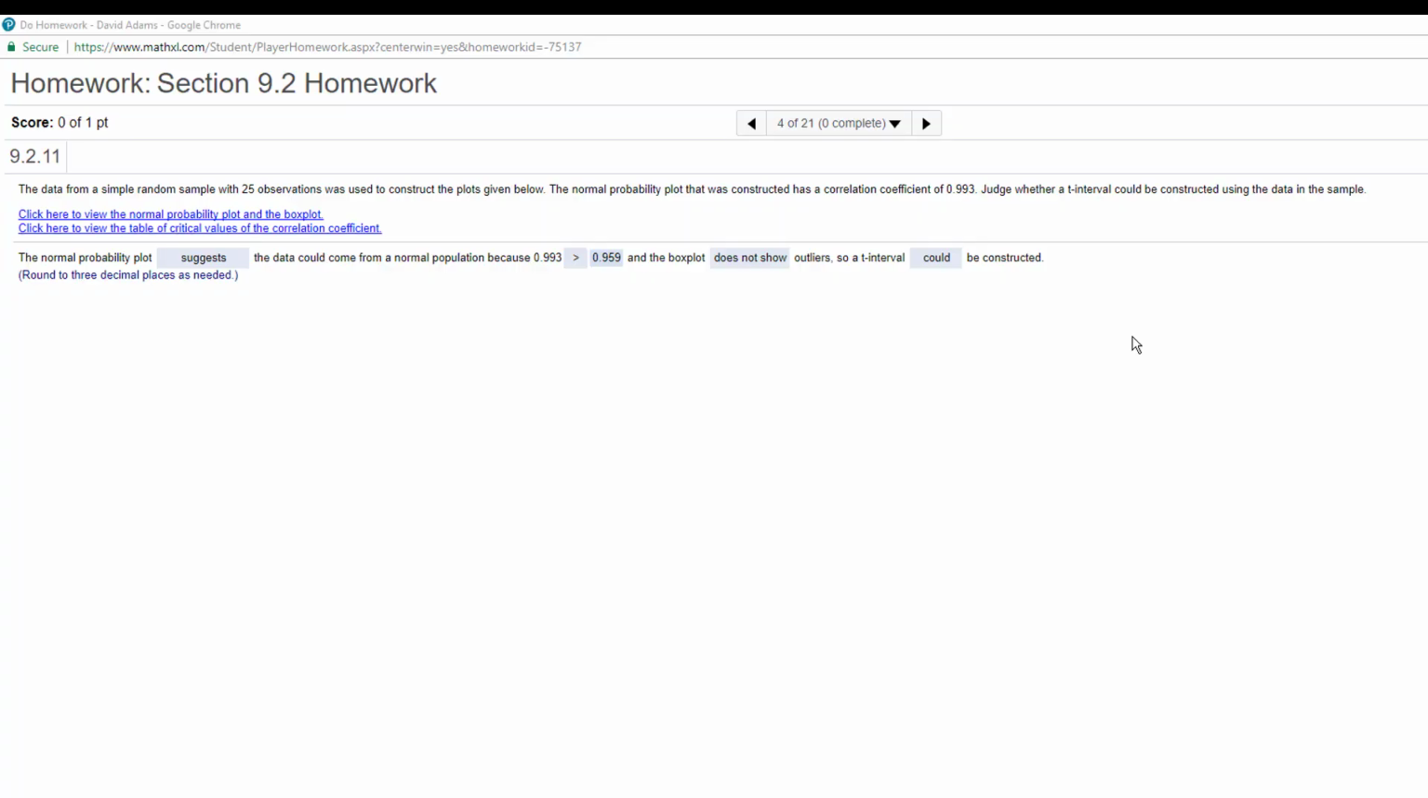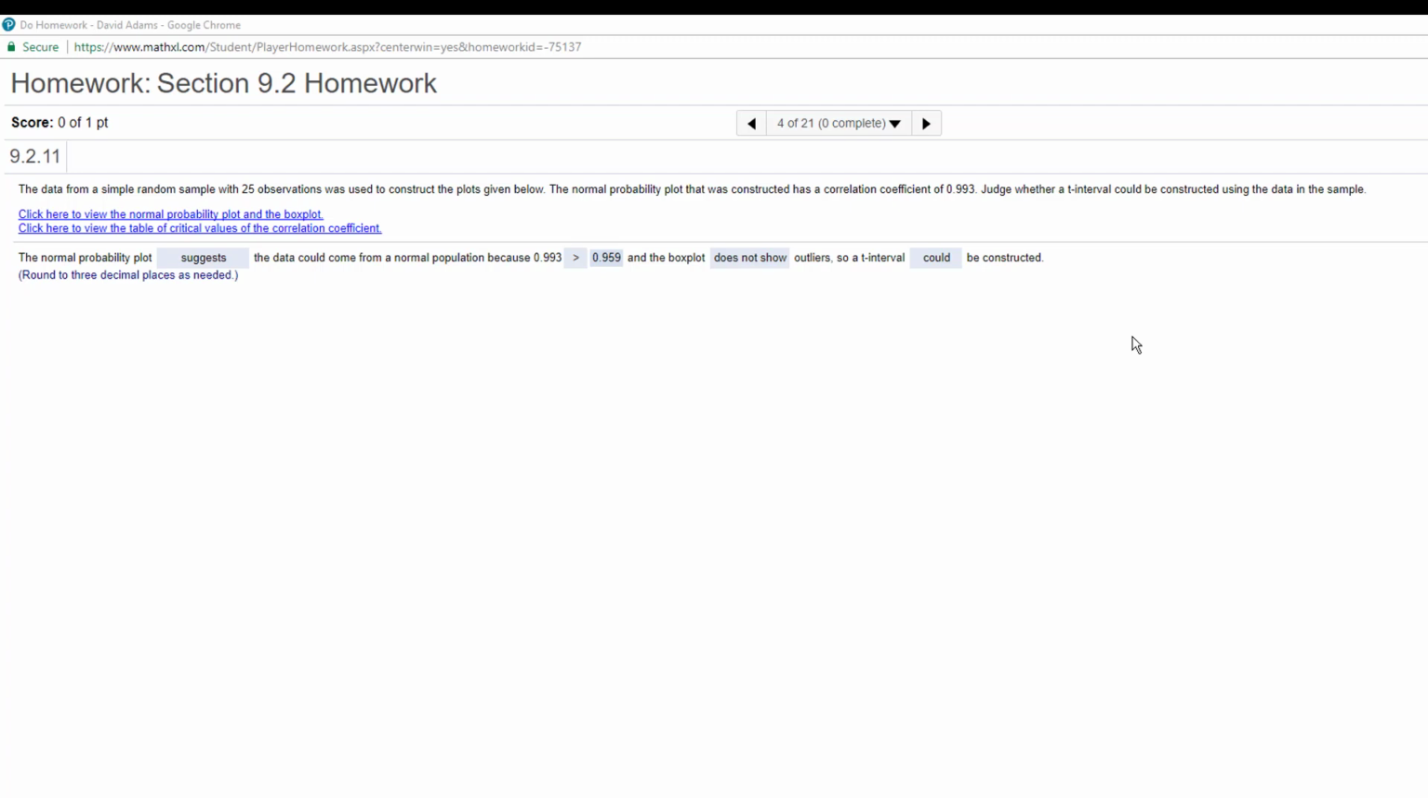A few additional hints on how to do the homework. This is problem 4 in section 9.2. If you remember in section 7.3, which was titled Assessing Normality, we talked about answering the question, is it reasonable to assume that the parent population has a normal distribution when we're working with a small sample? And we used a normal probability plot. So that's what we're doing here.